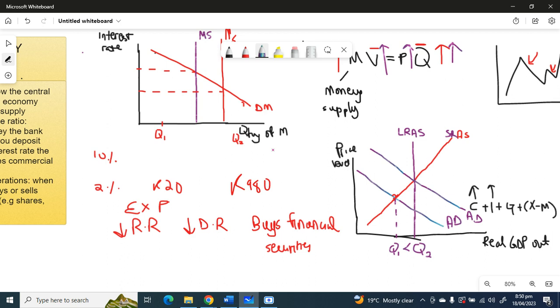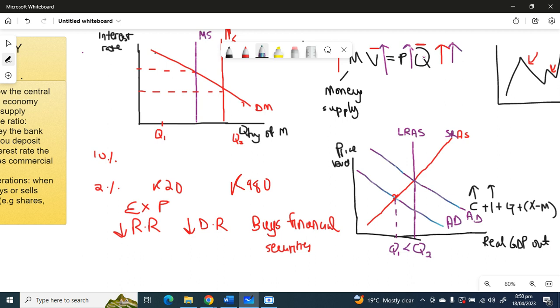Because remember, in the short run, as we saw with this quantity theory of money, right? As the money supply increases, spending increases, the price level increases, output increases. This means GDP output will increase. So that's even better for the economy.